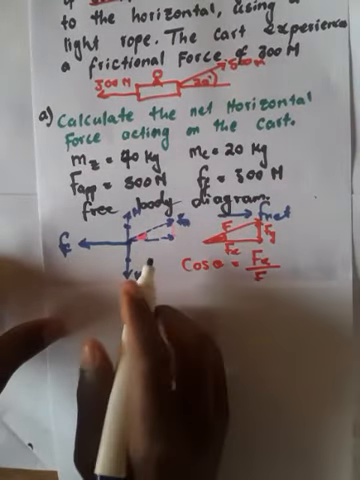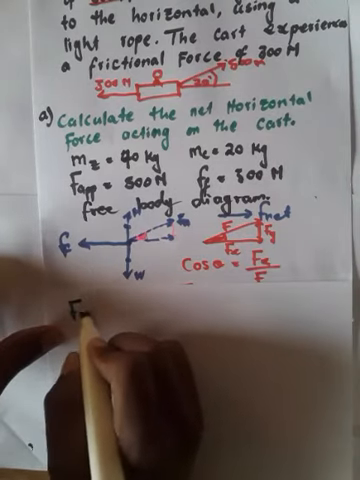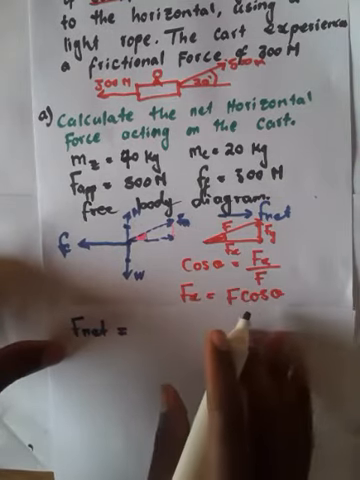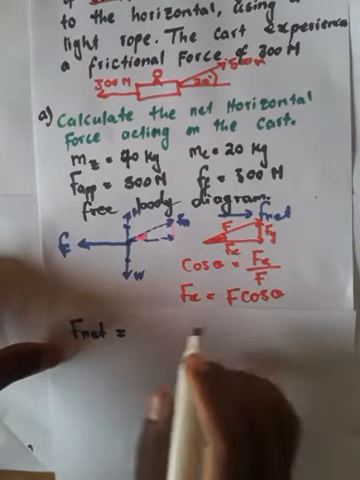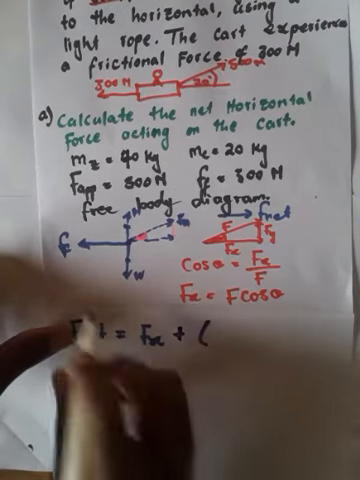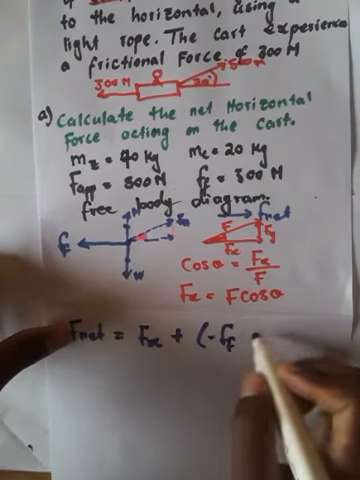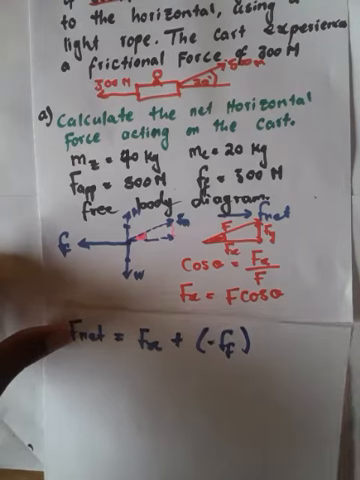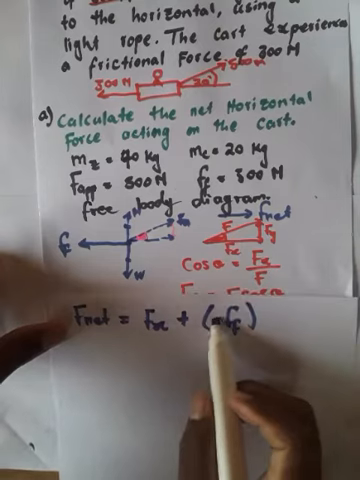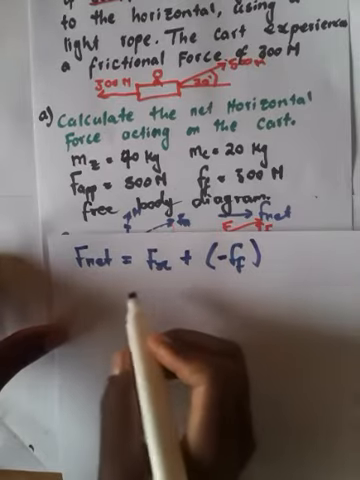If it's going this way, these forces are going in opposite directions. So we can say the F net horizontal is given by the Fx, since we have the one going this way, plus the frictional force, which goes that way, so we put minus F friction. Because they're going in opposite directions, it's minus. If they were going in the same direction, we would just add them. So if they are going in opposite directions, you subtract F friction from Fx.